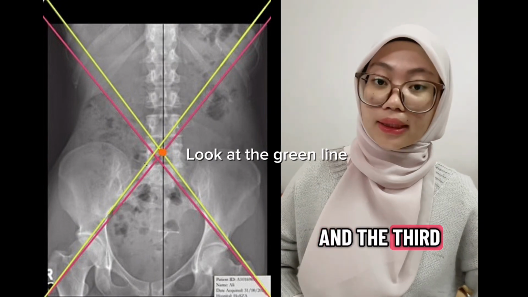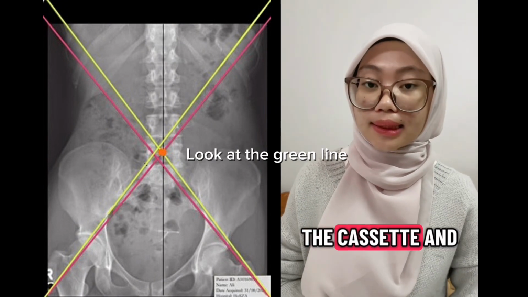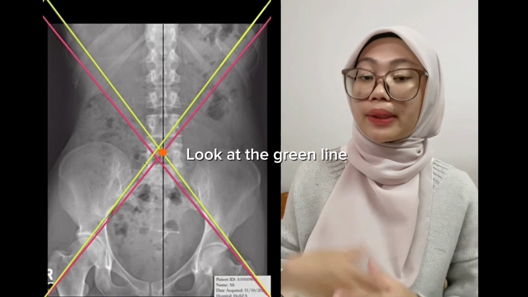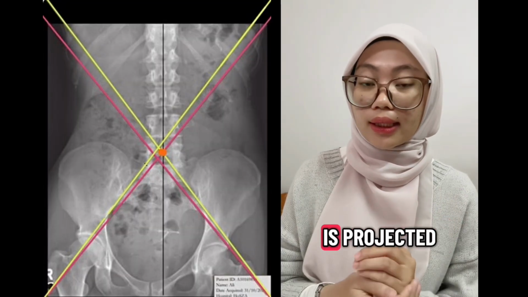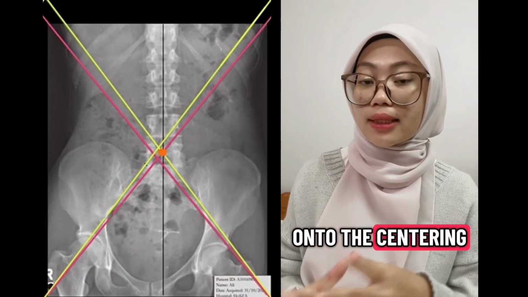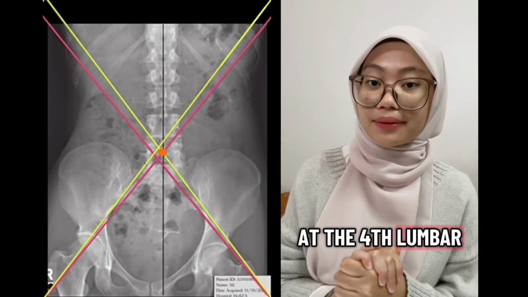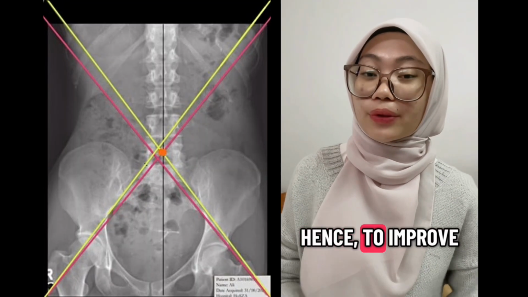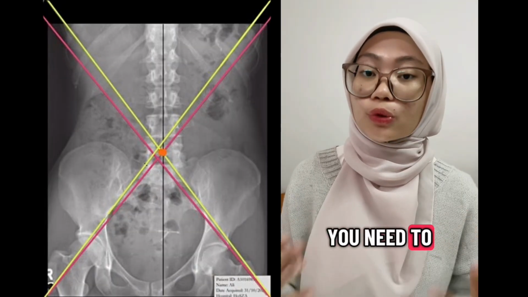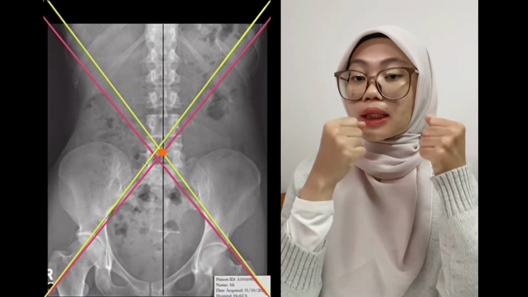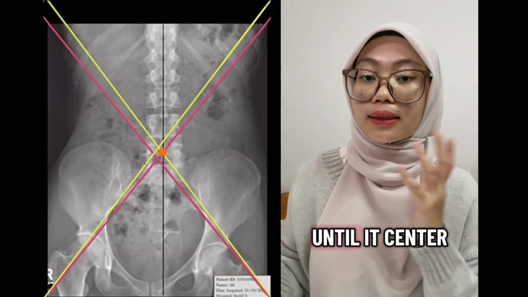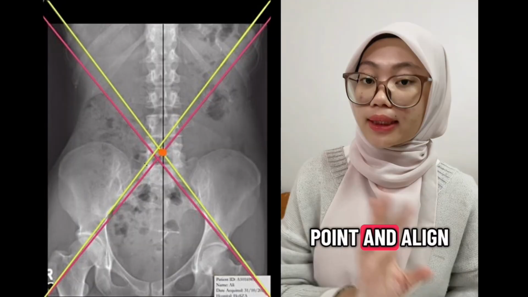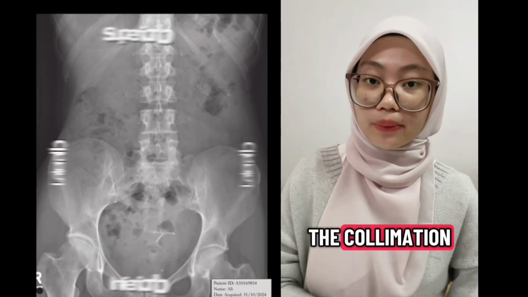And the third alignment, the alignment between the cassette and the patient, is correct, because the central ray is projected onto the centering point, which is at the level of the lumbar. Hence, to improve alignment, you need to move the X-ray tube a little bit upwards and the cassette a little bit to the left side until it's centered to the centering point and aligned to the image receptor. So, let us continue to the collimation.